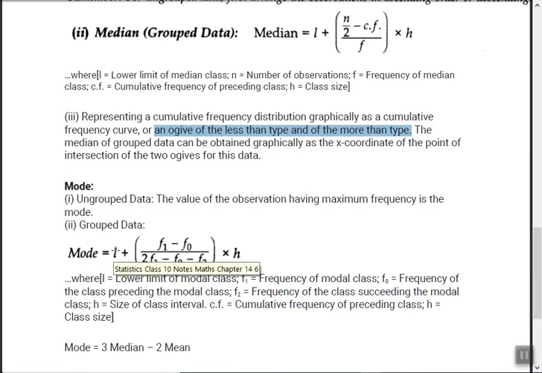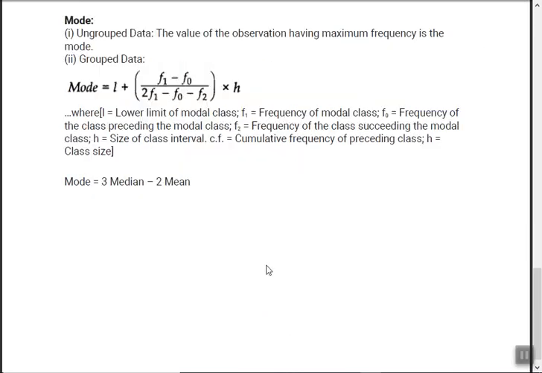It's the same thing now. L is the lower limit of the modal class, F1 is the frequency of the modal class which is required, F0 is the frequency of the class preceding. See this, F0 is behind, F1 is what is required, and F2 is the next, the succeeding, and H is the height, that is always the same, and CF is the cumulative frequency. Okay, so now mode can also be obtained using the thumb rule, 3 into median minus 2 into mean. This is a thumb rule, you don't get the exact answer.